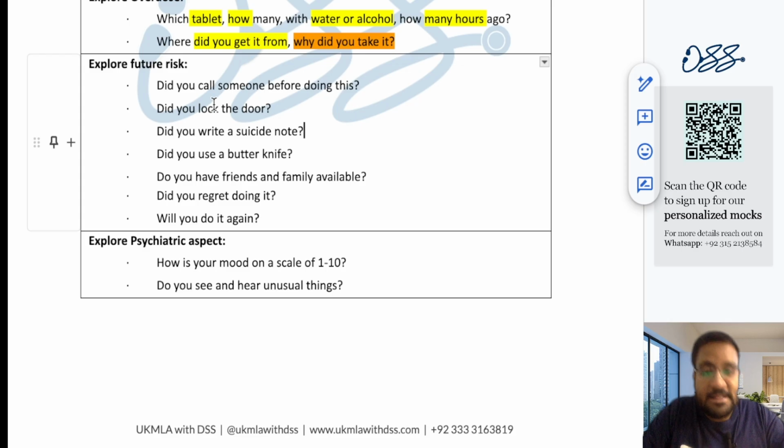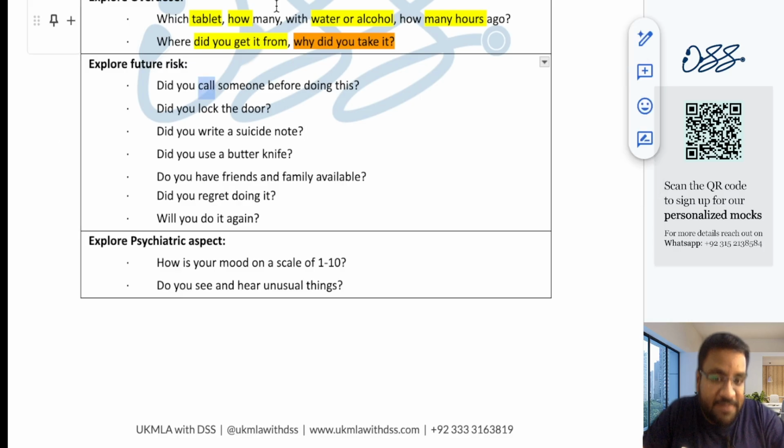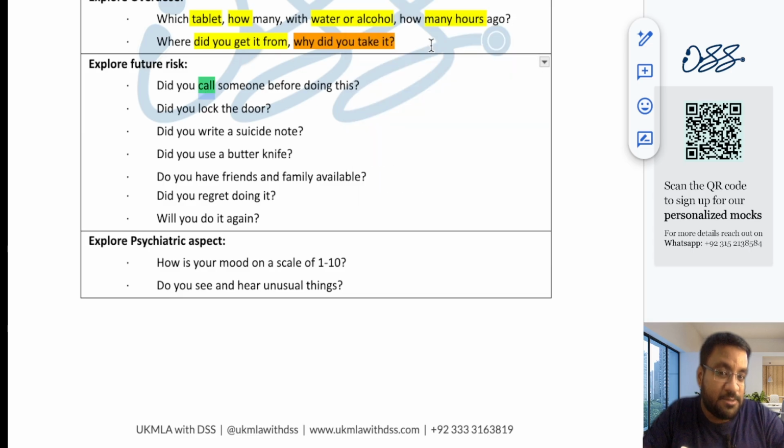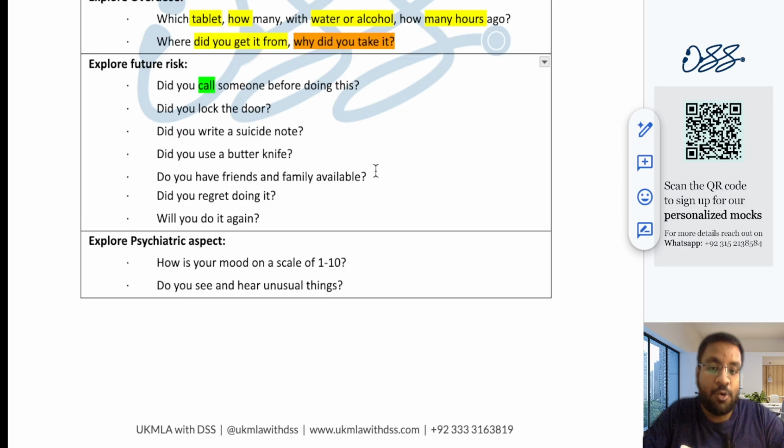Okay, let's suppose you ask the first question: did you call someone before doing this? Okay, if they called someone, that means that they wanted to get saved. They wanted somebody to know that they are taking this step. So it was more of an attention seeking or just attempting it for the sake of attempting it, kind of a suicide. But if they say that they did not call anyone, that means that they were very clear on the fact that they want to take their life.